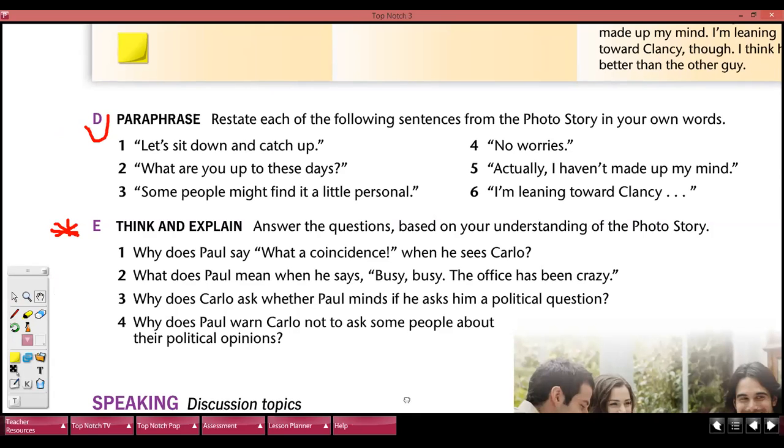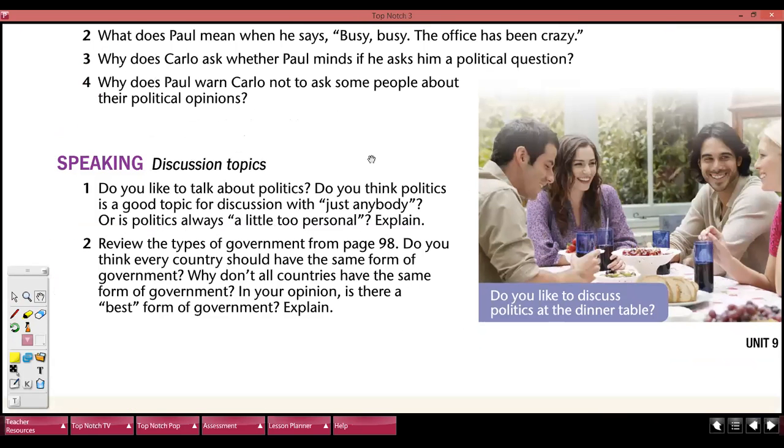Finally, guys, we have speaking the discussion topics. We have the question, do you like to talk about politics? Yes or no? It depends on you, no? Do you think politics is a good topic for discussion with just anybody? I mean, someone that you don't know? Or is politics always a little too personal? What do you think? Review the types of government from page 98.